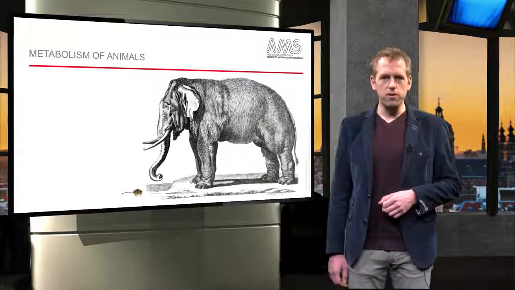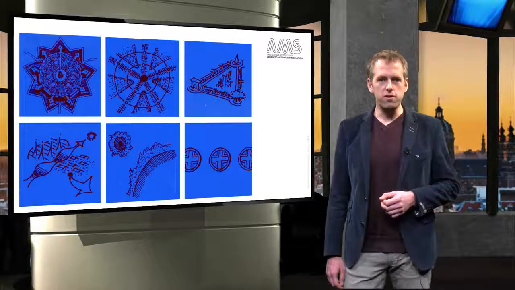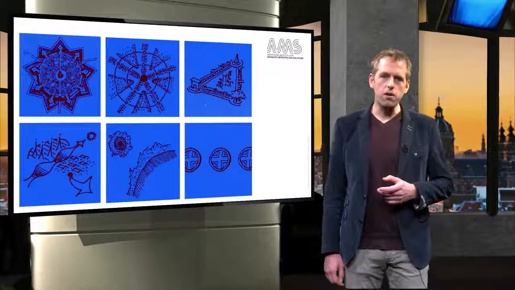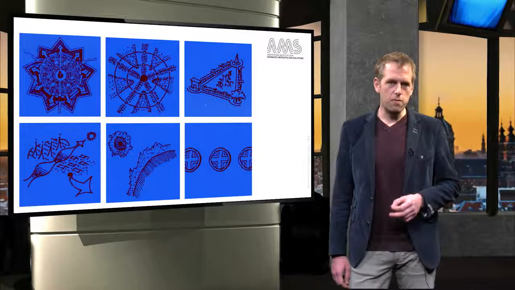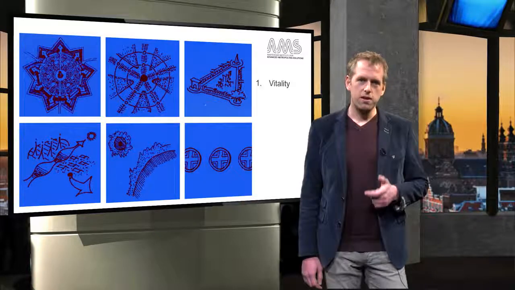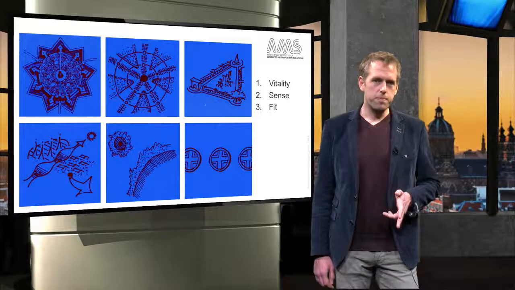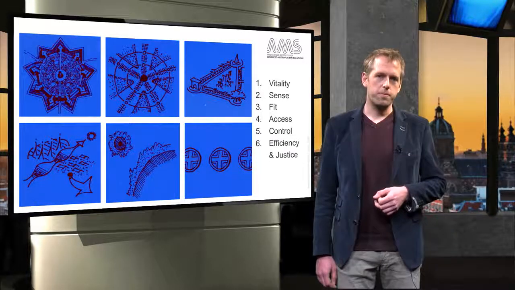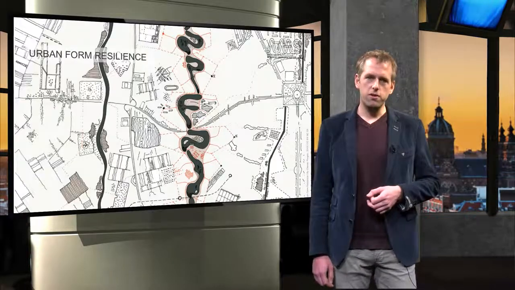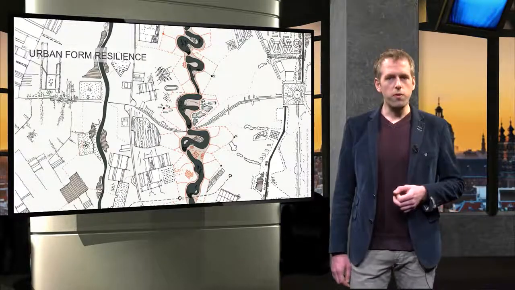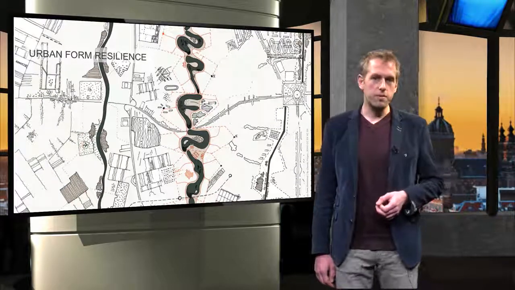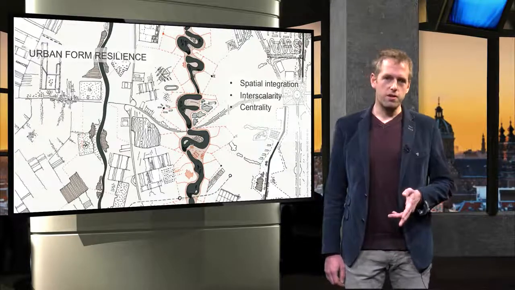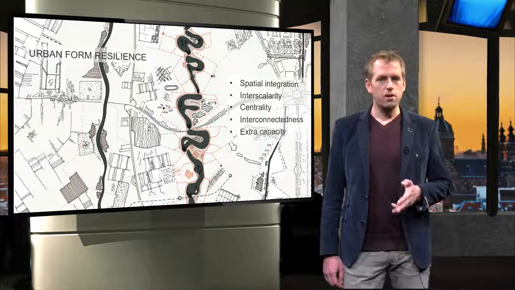Let me now elaborate on how the desired performance of the city can be related to city form. Kevin Lynch translated what he calls good city form into 6 dimensions: vitality, sense, fit, access, control, and efficiency and justice. The 5 indicators distinguished by Claudio Fogacci focus on urban form resilience are spatial integration, interscalarity, centrality, interconnectedness, and extra capacity.